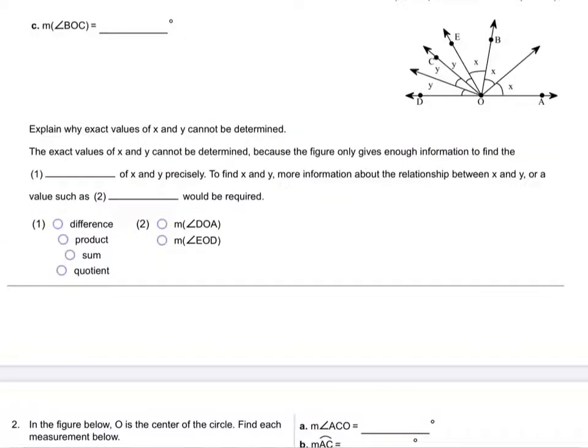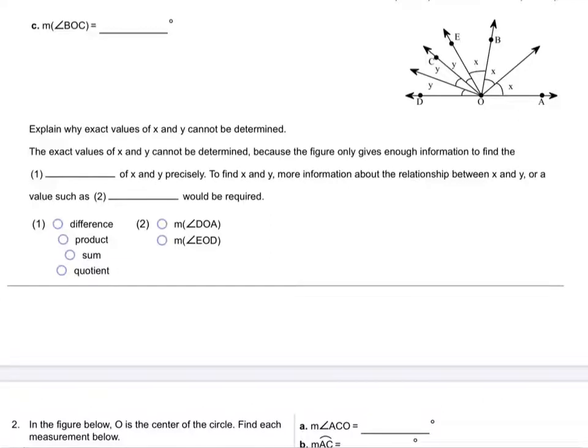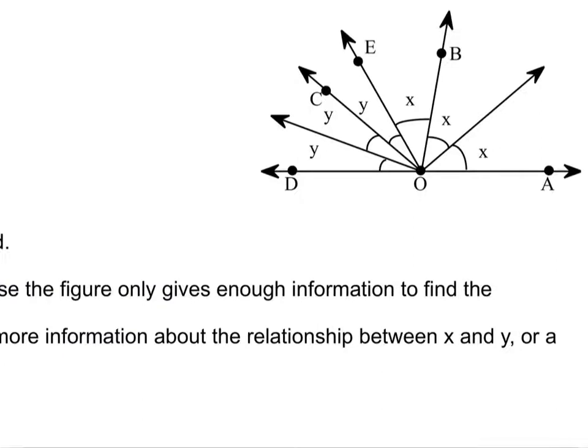All right, so there's part C. I'll make it bigger here. They want us to, let me go back to the information. What are they telling us? Explain why exact values of x and y cannot be determined. So as you look there, why can't we find out exactly what x and y are?